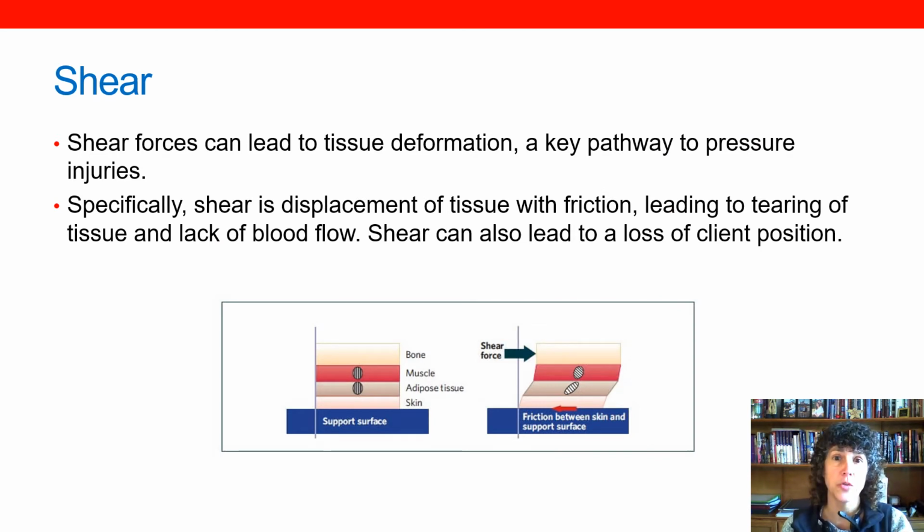Shear forces, we know, can lead to tissue deformation. There's an actual change in the cells, and this can be a key pathway to pressure injuries. This has been demonstrated in recent research. Specifically, shear is a displacement of tissue accompanied by friction, and this leads to tearing of tissue and a lack of blood flow in that tissue. Shear can also lead to a loss of client position.